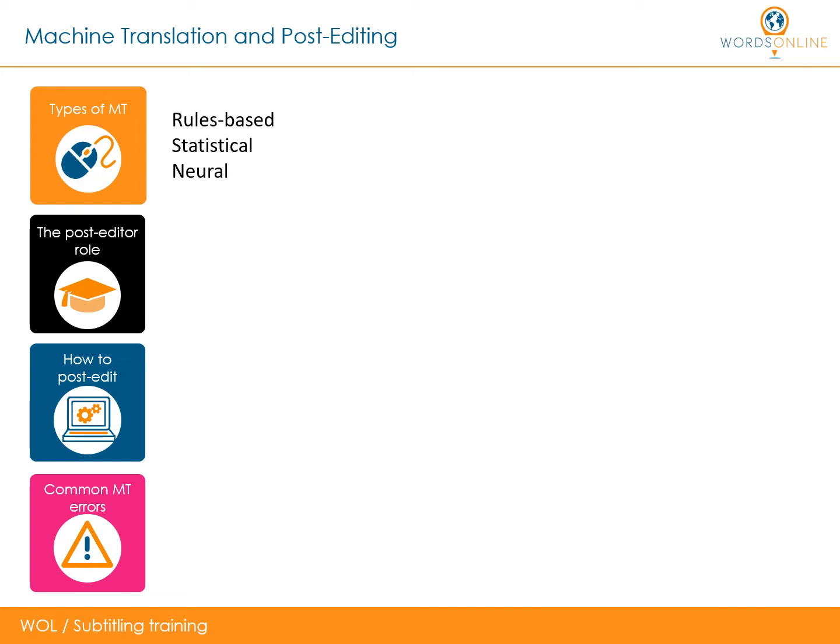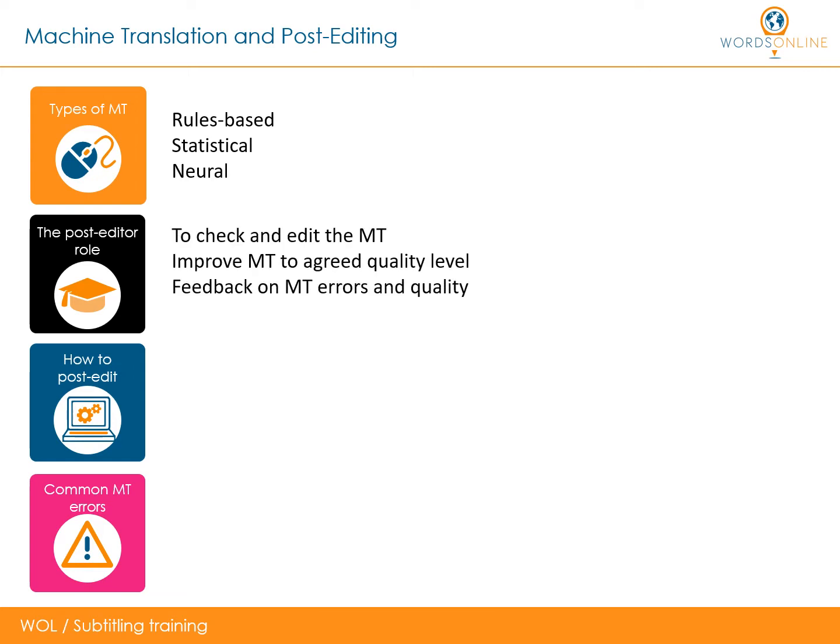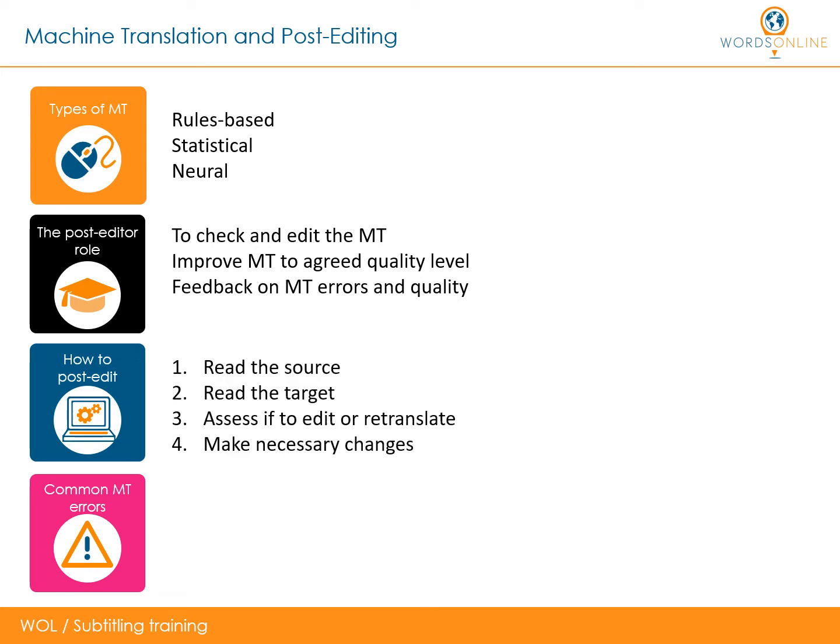It is therefore important to know what you are dealing with so you are alert to the errors you will need to fix. The role of the post editor is to check and edit the machine translation to produce a target which reaches the agreed quality level. You may also be asked to provide feedback on MT quality and recurrent errors. When post editing, you should read the source and then the machine translated target and make a quick assessment as to whether the MT should be edited or completely retranslated. The MT should form the basis of the final target as far as possible.